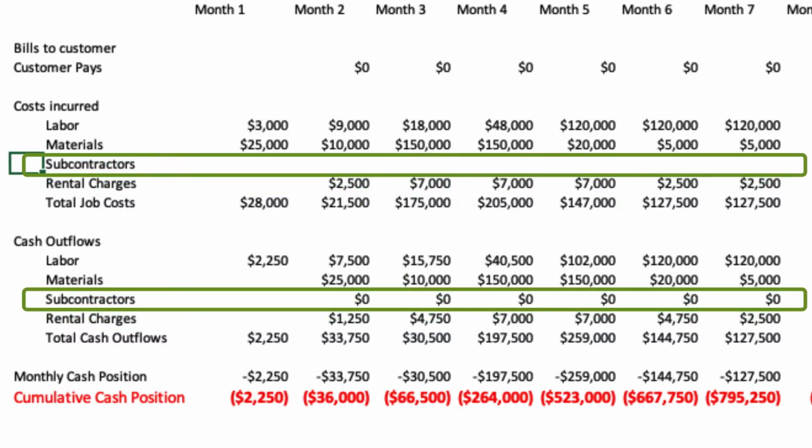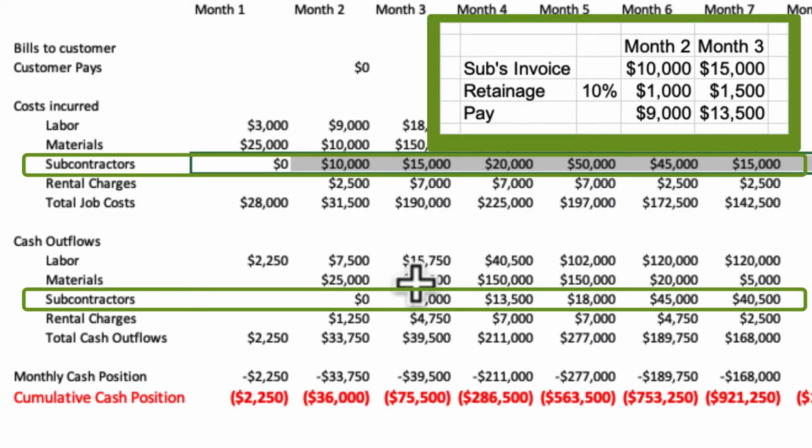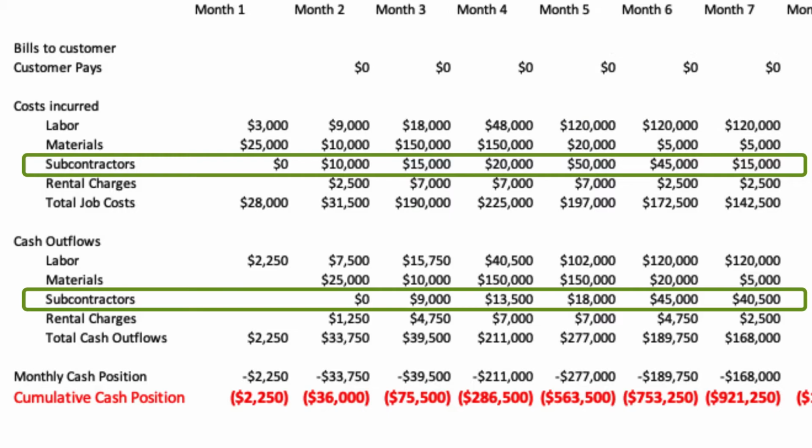Okay, back to the subcontractors. Here are the charges. With these subs, there is a retainage portion that will not get paid until the end of the job. So the cash outflows are a little different. We assume that we will pay the non-retainage portion in the following month. If the customer is slow to pay you, that would push out your payment to the sub. For now, we assume no delays.